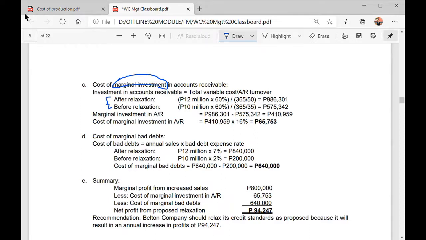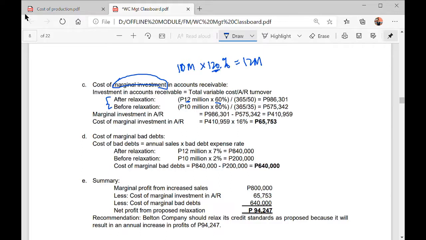So, ang after nato katong proposal nato, so that would be 12 million times 60%. So this is after the relaxation. How do we get the 12 million? Diba that's the 10 million times 120%. Unsa man ang 120%? 100 plus the additional nga sales nga 20%. So that's 12 million. Next is 60.